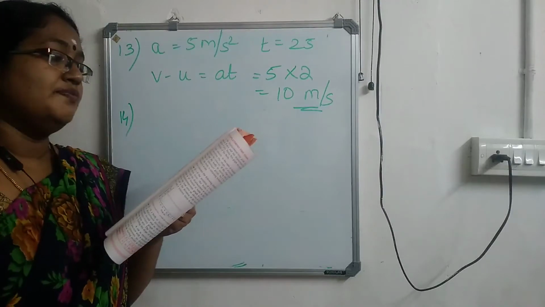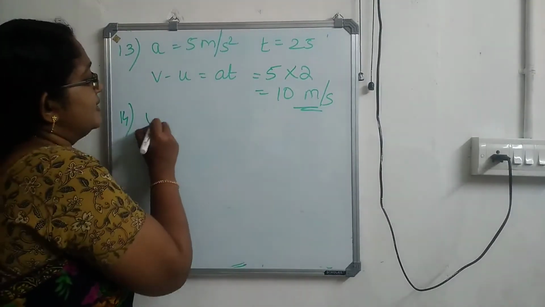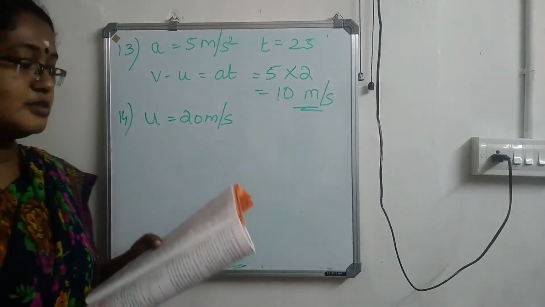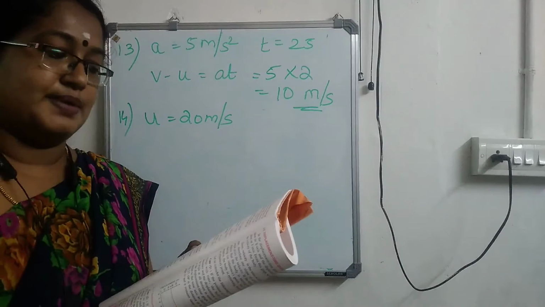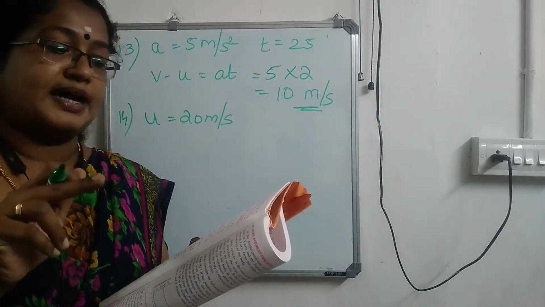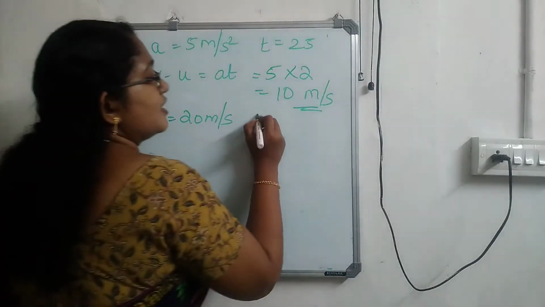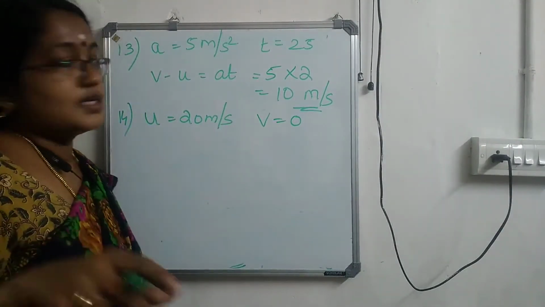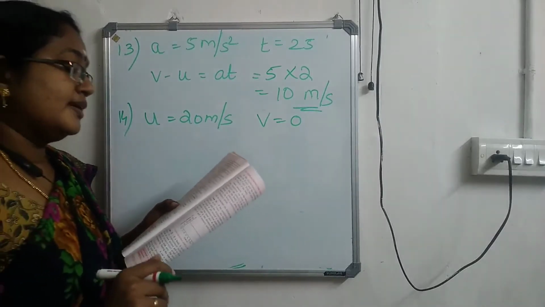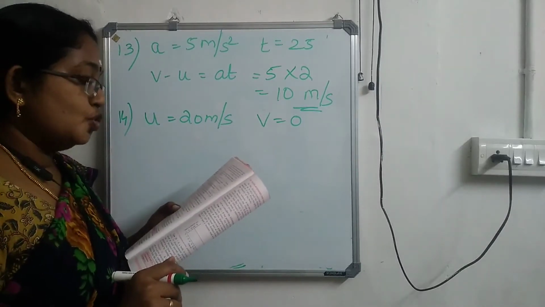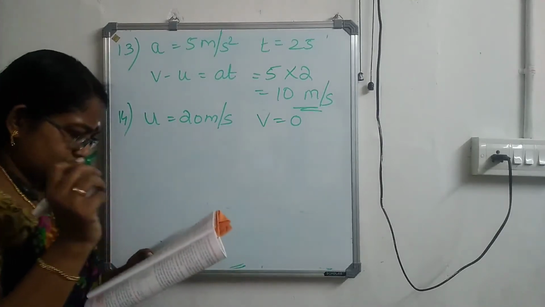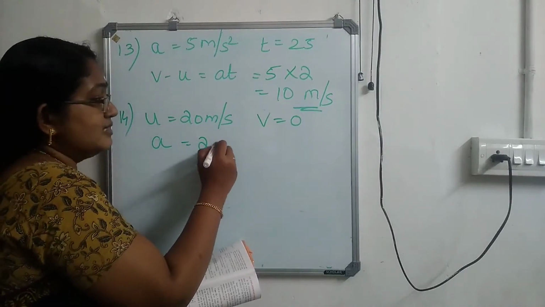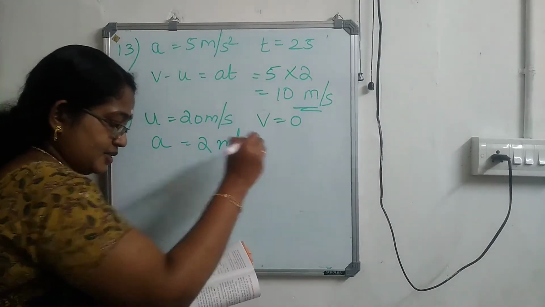A car is moving with a velocity 20 meter per second. So what is that? That is the initial velocity. A car is moving with a velocity of 20 meter per second. Brakes are applied to retard it. That means V will be equal to 0. If brake is applied, the body stops. So V equal to 0. To retard it at a rate of 2 meter per second square. Okay, so what is that? Acceleration is given as 2 meter per second square.